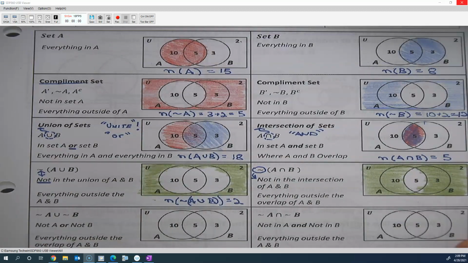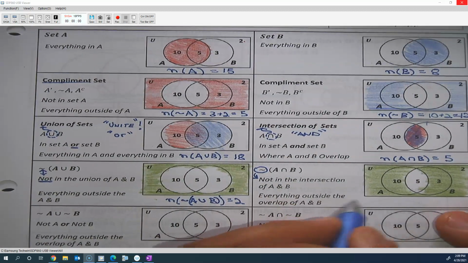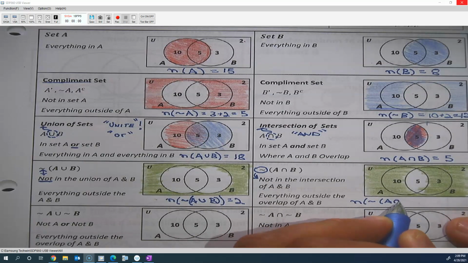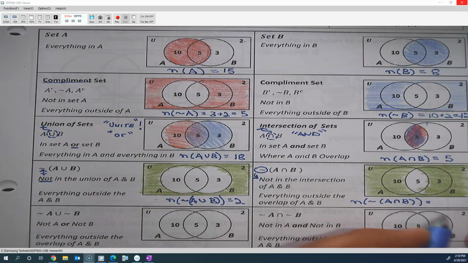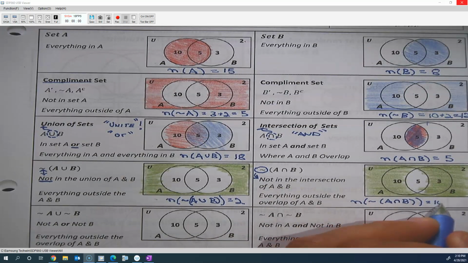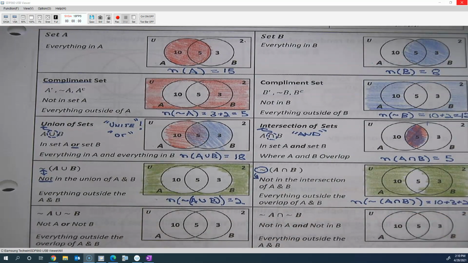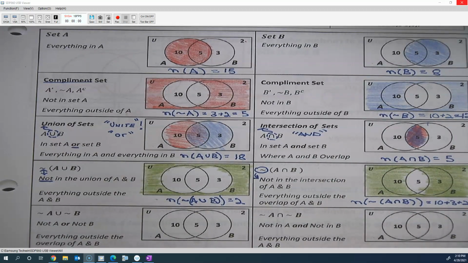Okay. So let's see. The number of values here in the complement of the intersection would be 10 plus 3 plus 2, 15. Okay.